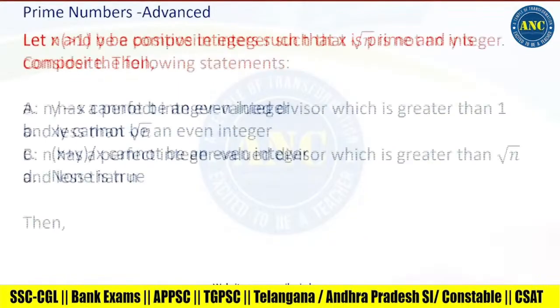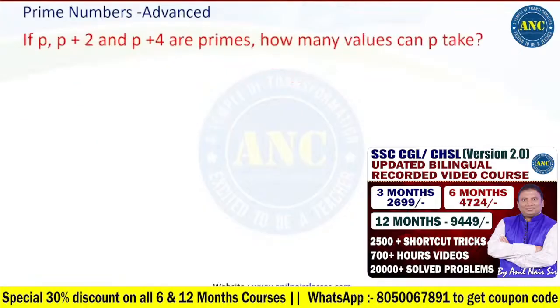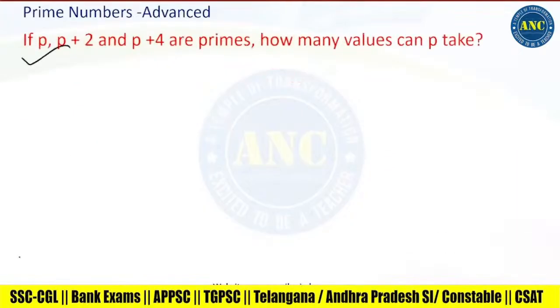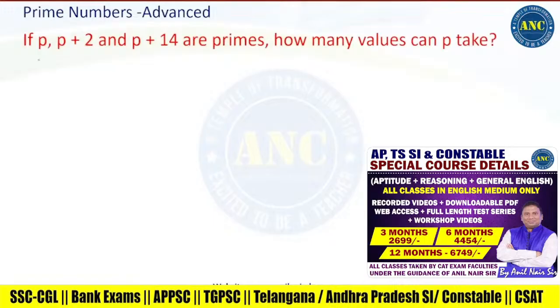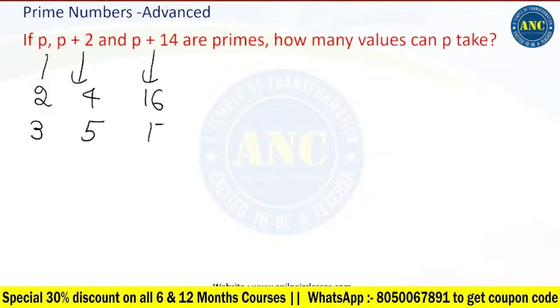Some previous year CAT questions. Now see here, what is that question? These we already solved. P plus 2, P plus 14. Here P, if it is 2, 2 plus 2 is 4, 2 plus 14 is 16. If it is 3, 5 and 17.